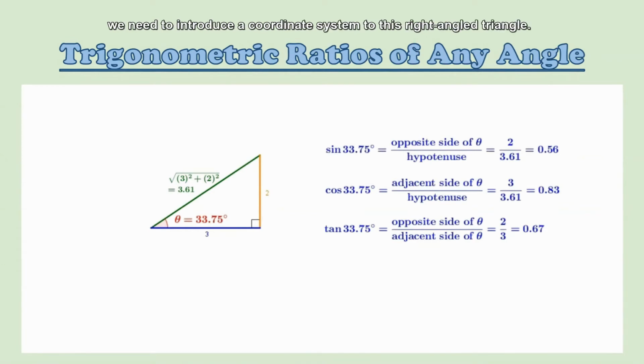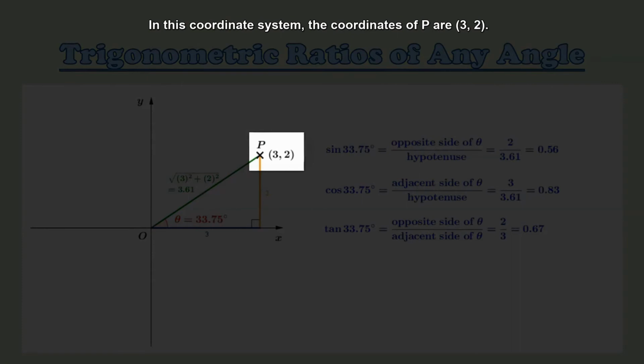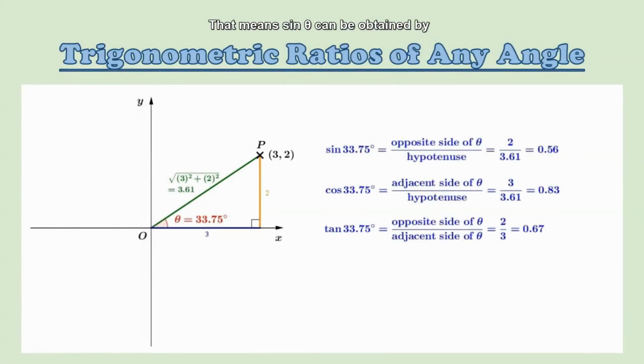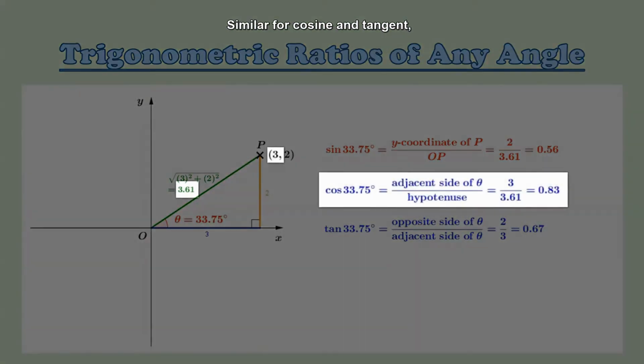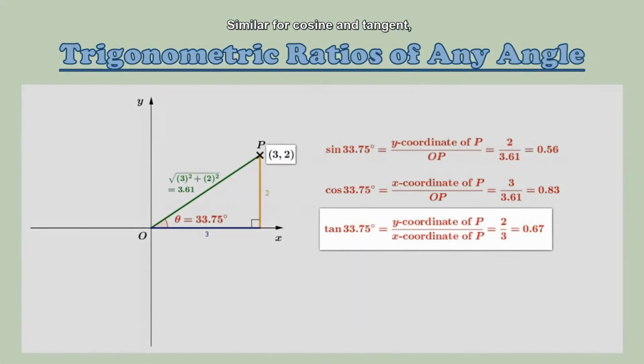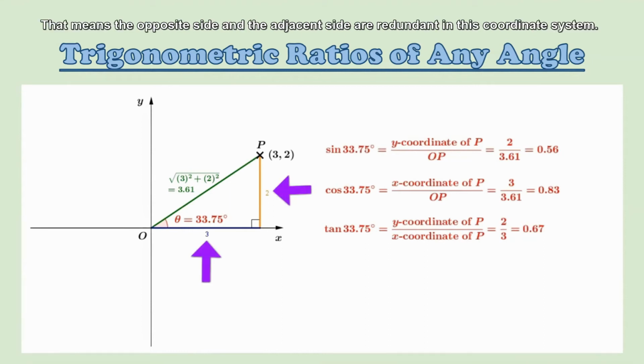Now, in order to define sine, cosine, and tangent for theta greater than 90 degrees, we need to introduce a coordinate system to this right-angled triangle. In this coordinate system, the coordinates of P are 3 and 2. That means sine theta can be obtained by considering the coordinates instead of the opposite side. Similar for cosine and tangent, we can actually obtain the values of sine, cosine, and tangent by just considering the coordinates of P and the length of OP. That means the opposite side and the adjacent side are redundant in this coordinate system.